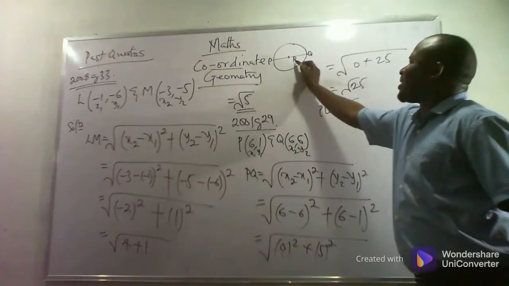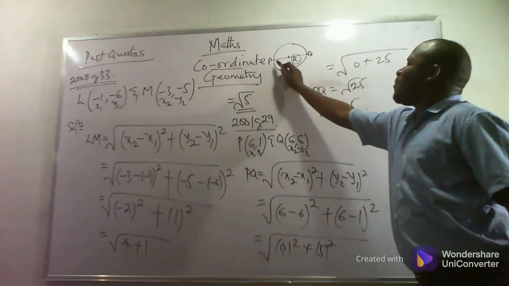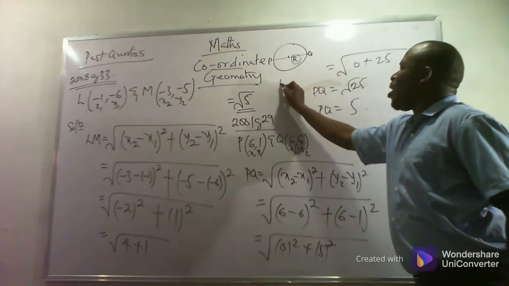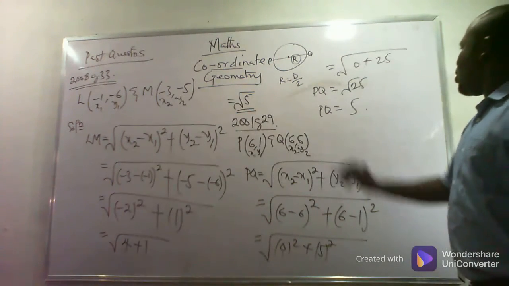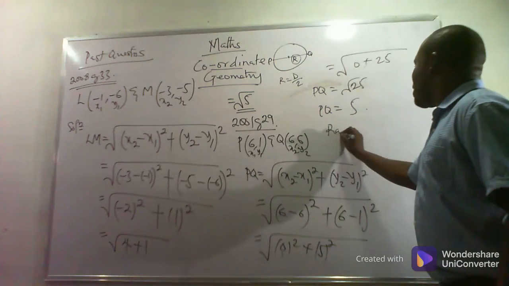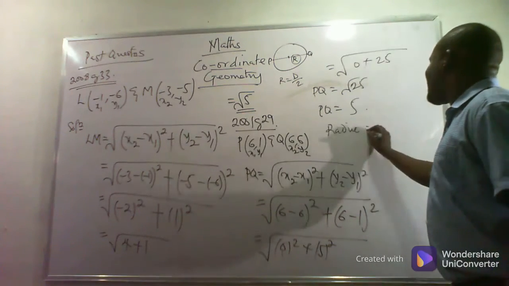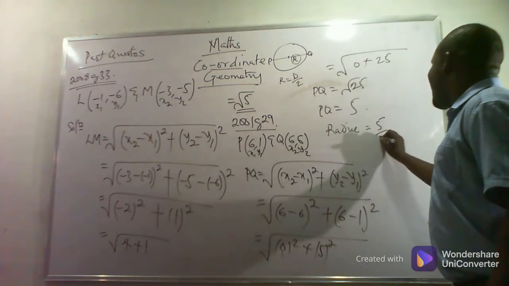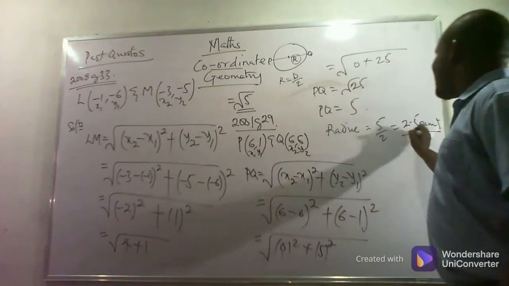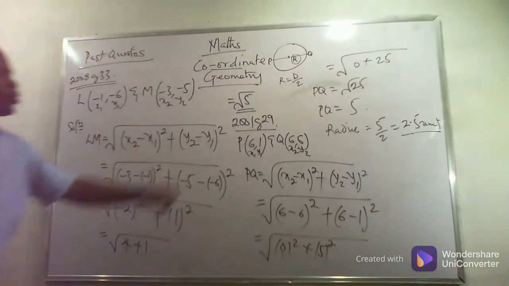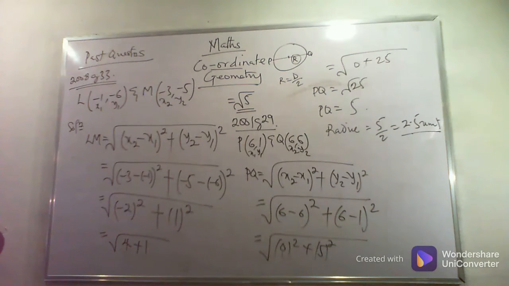Is this the question? No. The question has asked us for radius. And we know that the radius is always given as diameter divided by 2. So it follows therefore that the radius of that circle will be 5 over 2, which gives me 2.5 units. That is the solution to 2001 question 29.